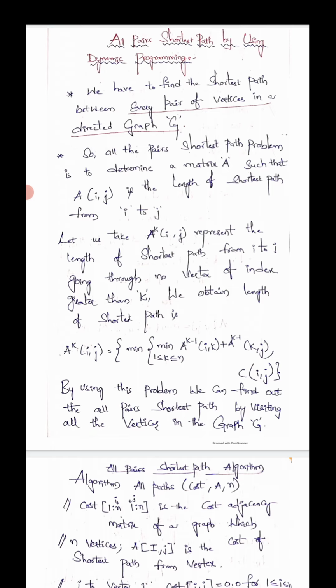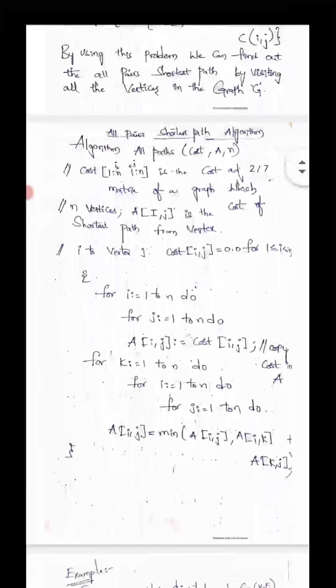By using this all pairs shortest path formula, we can find all pairs shortest paths by visiting all the vertices in the graph G. This is the concept of all pairs shortest path. We need to determine a matrix A such that A of I comma J is the length of the shortest path from I to J. We have to find the shortest path between every pair of vertices in a directed graph G. A graph consists of vertices and edges.